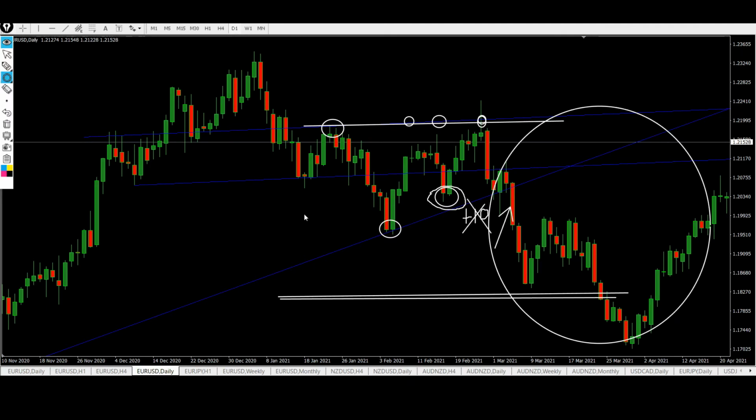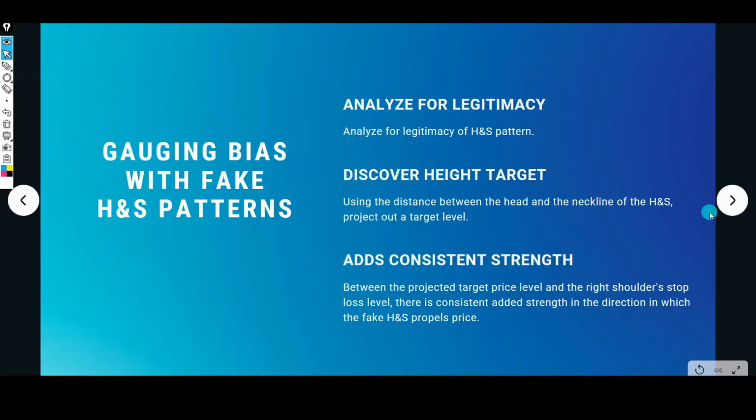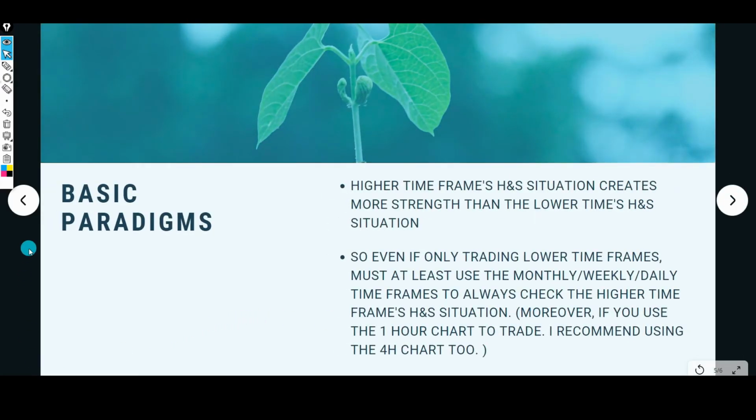Alright, so now let's go on to some basic rules that you need to understand in order to gauge the market bias with H&S patterns. Basic paradigms: higher time frame H&S situations create more strength than the lower time frames' H&S situations.